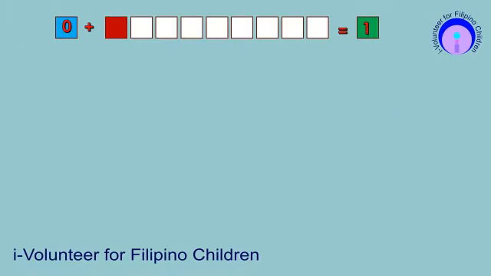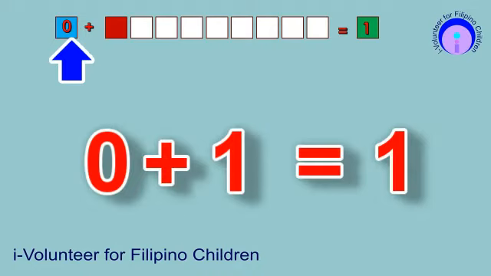Before anything else, I would like to show you how this learning material works. This is 0, our first addend. And this is the red block we are going to count in order to be added to the first addend. For the white blocks, disregard them for the meantime. And this is the sum, the result of putting them all together. Now, let us read the expression as 0 plus 1 is equal to 1.